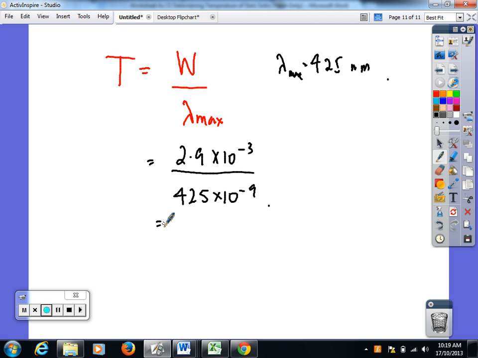Now, you're not asked to find this on this diagram here. I'm using this as an example.